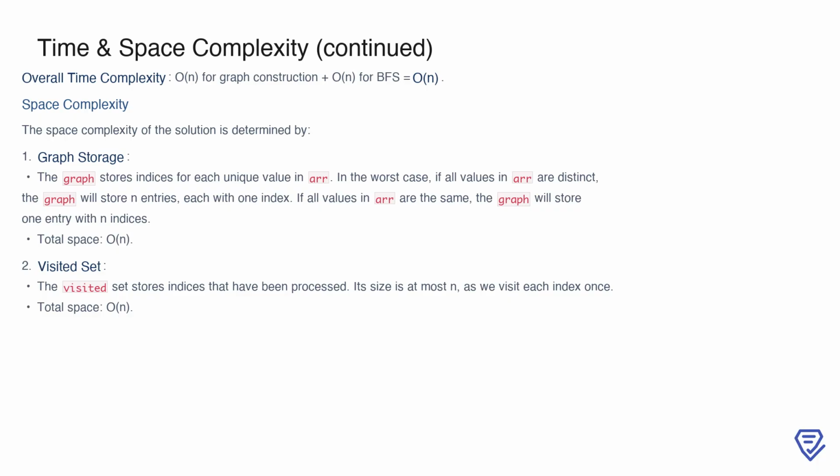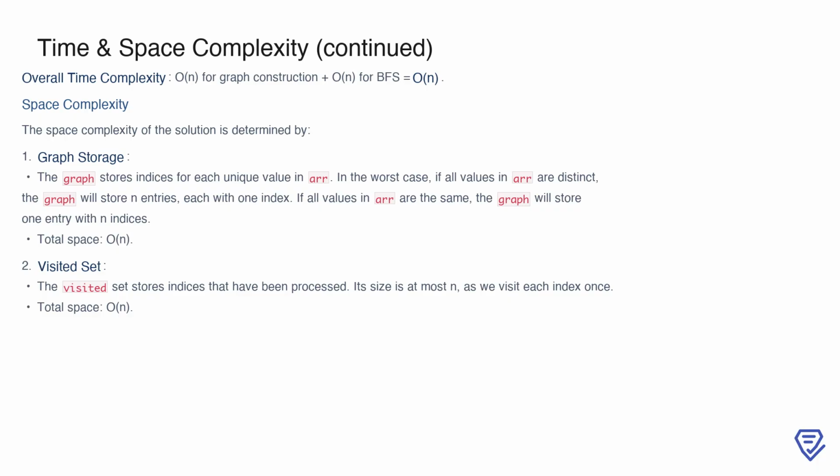Now let's analyze the space complexity. The first consideration is the space required to store the graph. This graph maps each unique value in the array to a list of indices. In the worst case, if all values are distinct, the graph will store n entries, each associated with one index. Conversely, if all values are the same, the graph will store a single entry with n indices. In both cases, the space used by the graph is O(n).